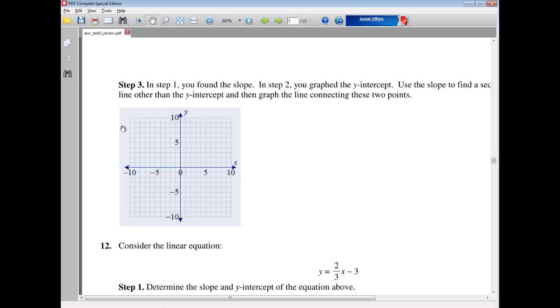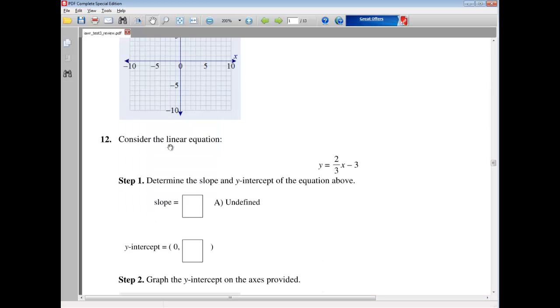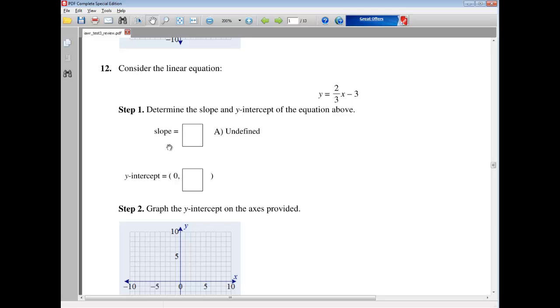Okay, number 12. We got y is equal to 2/3 x minus 3.